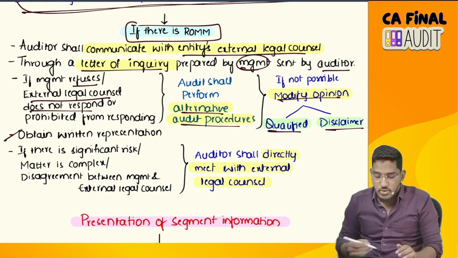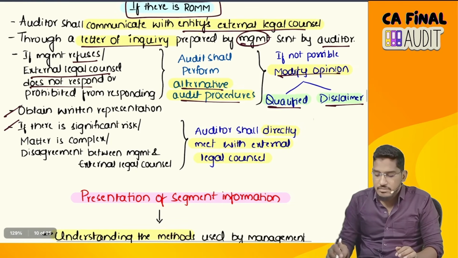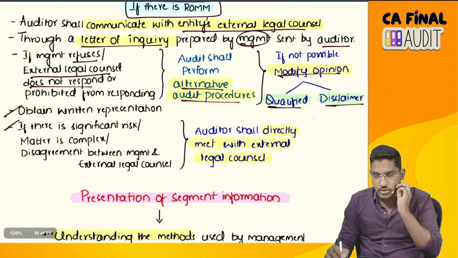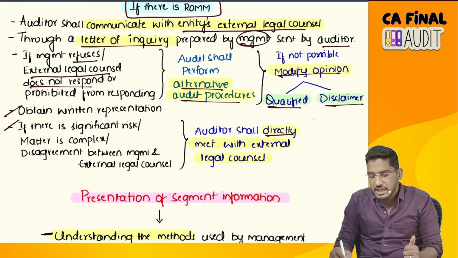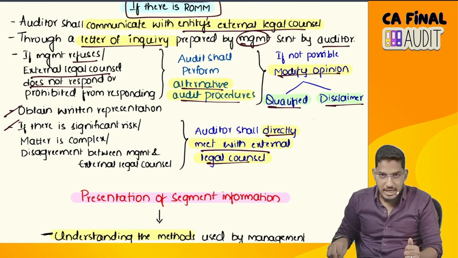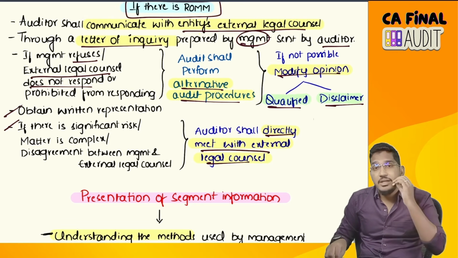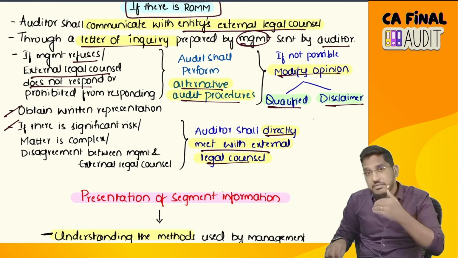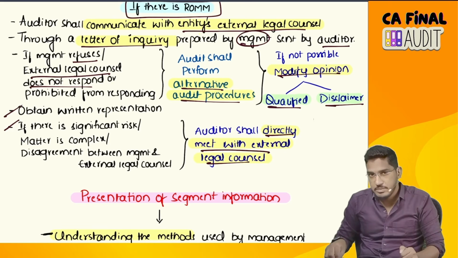And also sometimes the auditor will feel that just communicating through a letter of inquiry alone will not be enough. The auditor might feel that it will be better if he goes and directly meets with the entity's external legal counsel. Sometimes the auditor will have a feeling that communicating through a letter of inquiry alone will not be enough. He might be required to go and meet with the entity's external legal counsel personally.